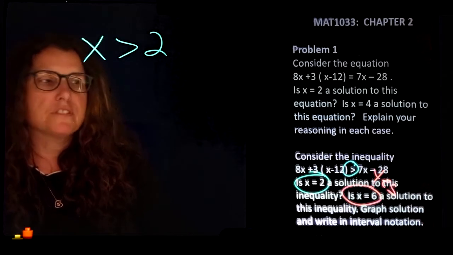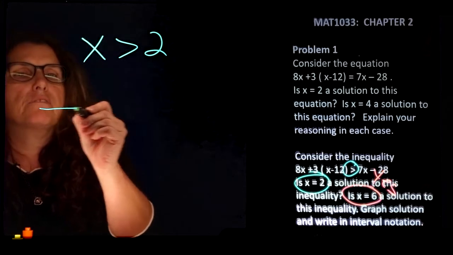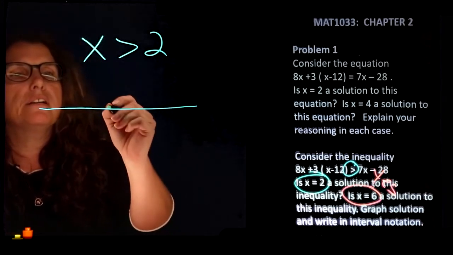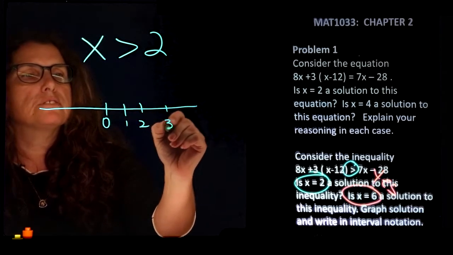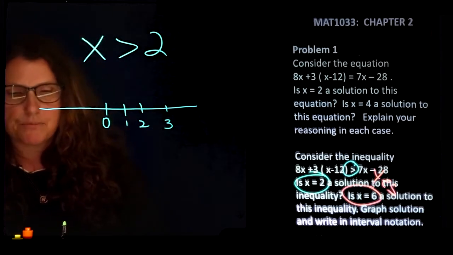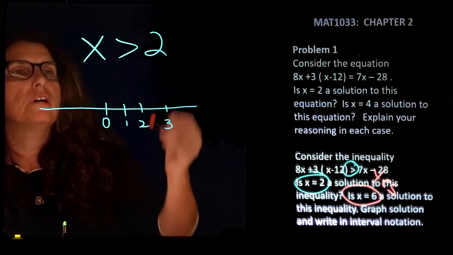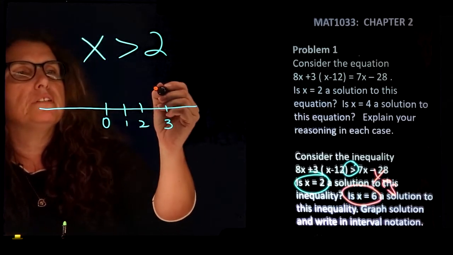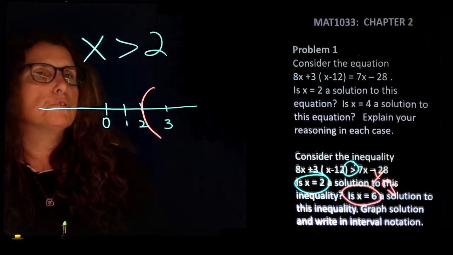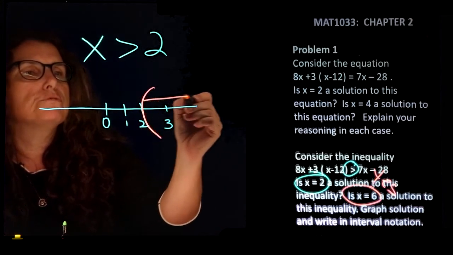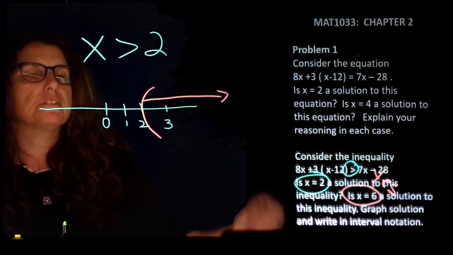We want to now graph the solution and also write the solution in interval notation. For the graph, we need a number line. Let's just say here 0, 1, 2, 3, and so forth. So x is greater than 2. Again, 2 is not included. For a strictly greater-than symbol, we need to make a parenthesis. The inequality symbol points to the right, so our solution would be pointing to the right as well. x is greater than 2.